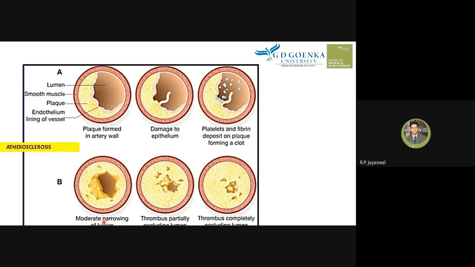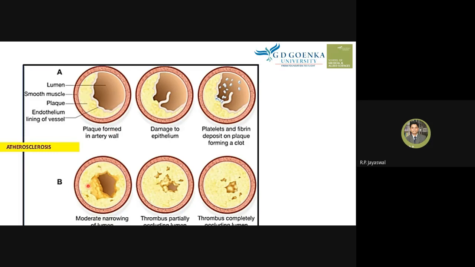So this is moderate narrowing of the lumen. You can see this blood vessel is moderately narrowed. This is a mild case. This is a moderate case, where we can say that all the periphery of the lumen has plaque formation. This is the partial plaque formation.